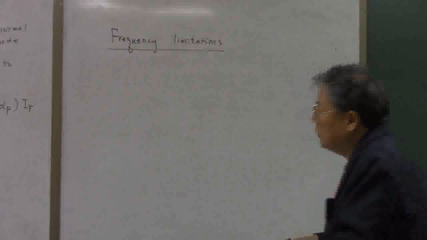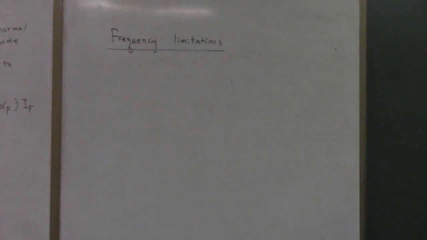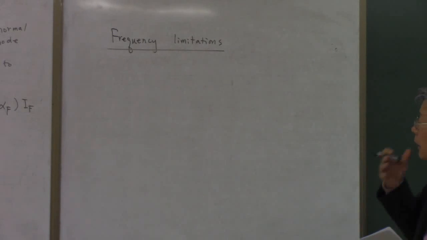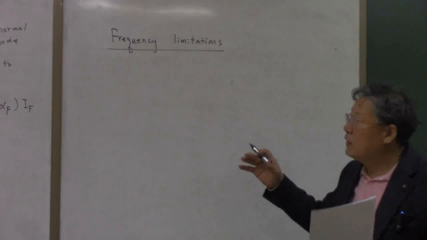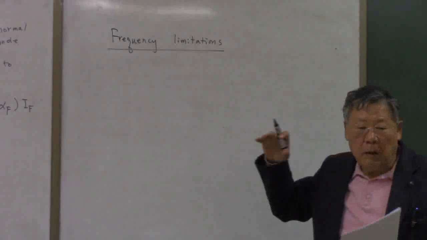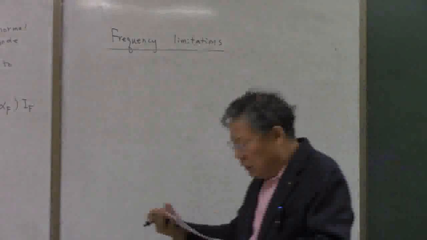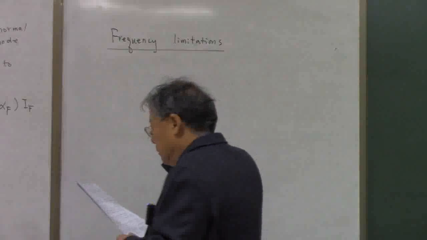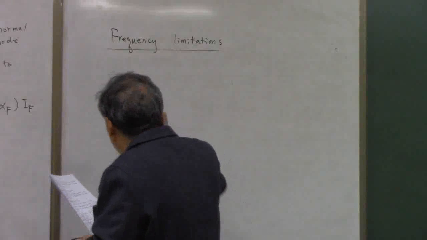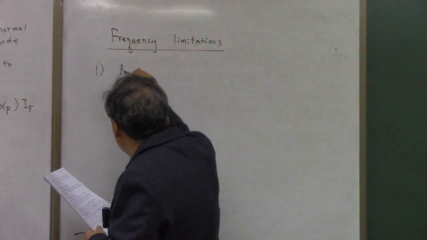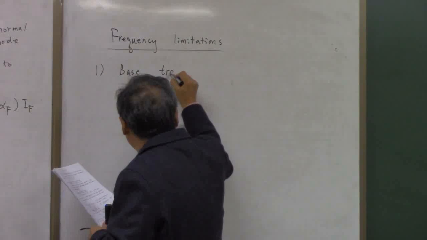If you use bipolar transistors at high frequencies, then the stored charges in the base are going to give us the limitations on the frequencies that we can use as an input. The injected charges are stored, and therefore we have stored charges. Now, the first thing we have to think about is the base transit time.